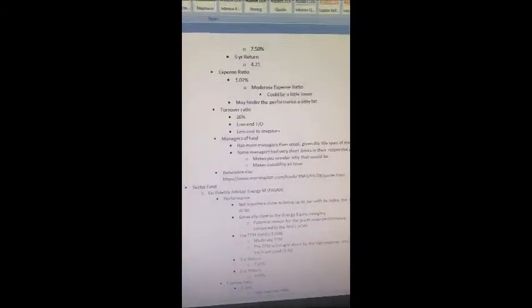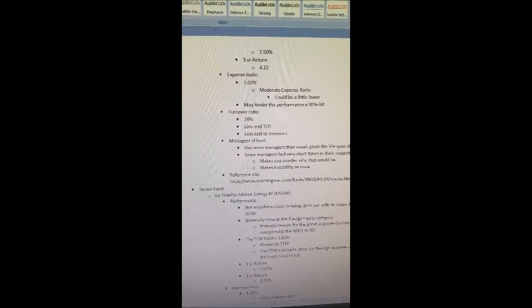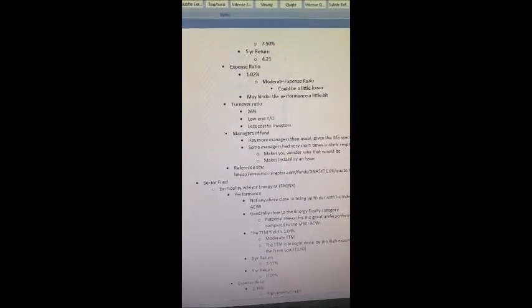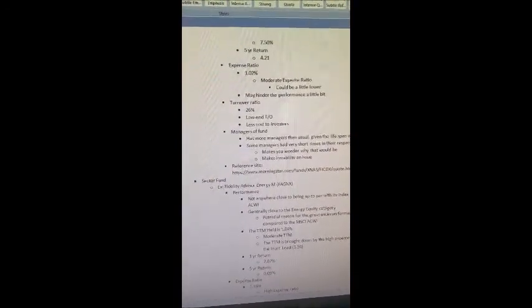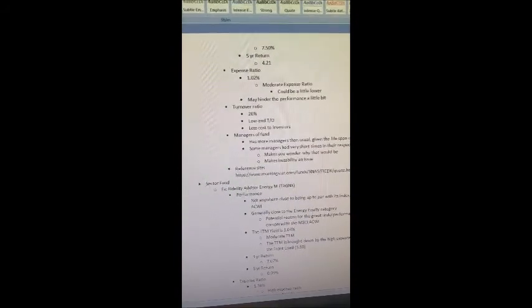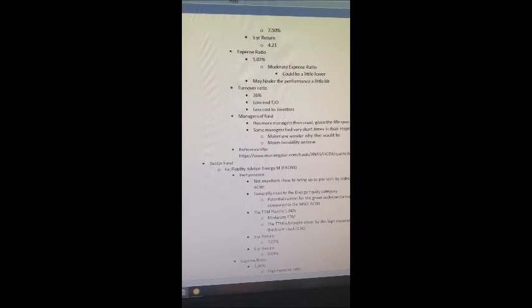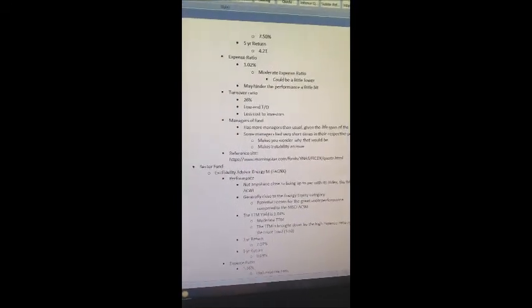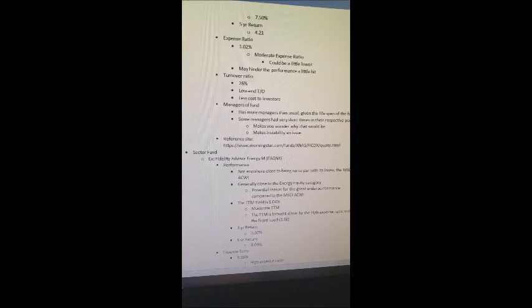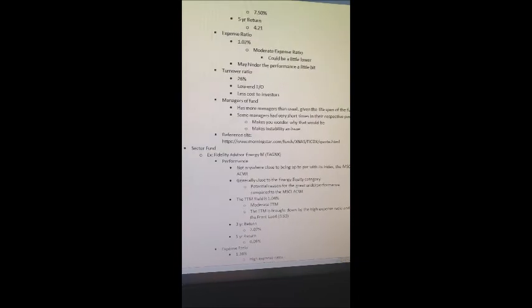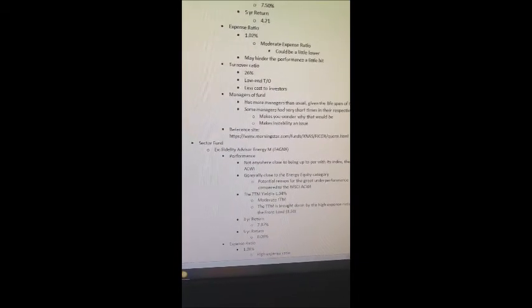The 3-year return came in at 7.5%, and the 5-year return is at 4.21%. These two returns are very low considering what is average. The expense ratio is 1.02%. This is a moderate expense ratio, which possibly has been affecting the returns year to year. The turnover ratio is on the lower end at 26%, which means it is less cost to investors.